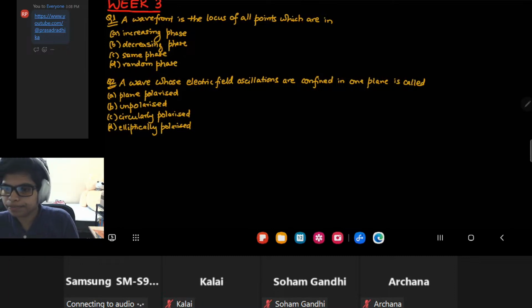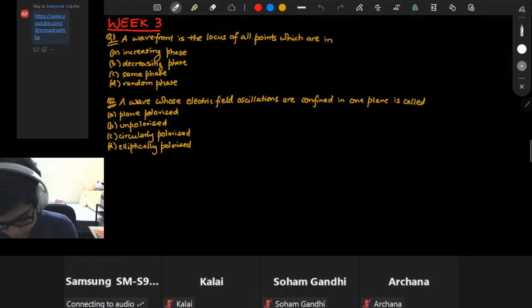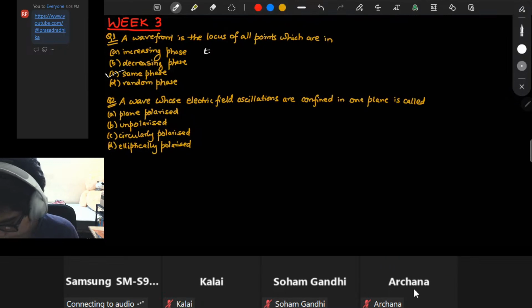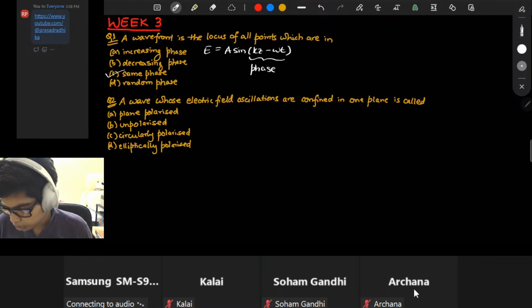Okay, coming back. The correct answer, as most of you got it right, is option C, same phase. For example, we have a wave electric field given as A sine(kz minus omega t). Then this term, the argument of the sine function, is what is called phase. And a wavefront is the locus of all points where this particular phase is the same.